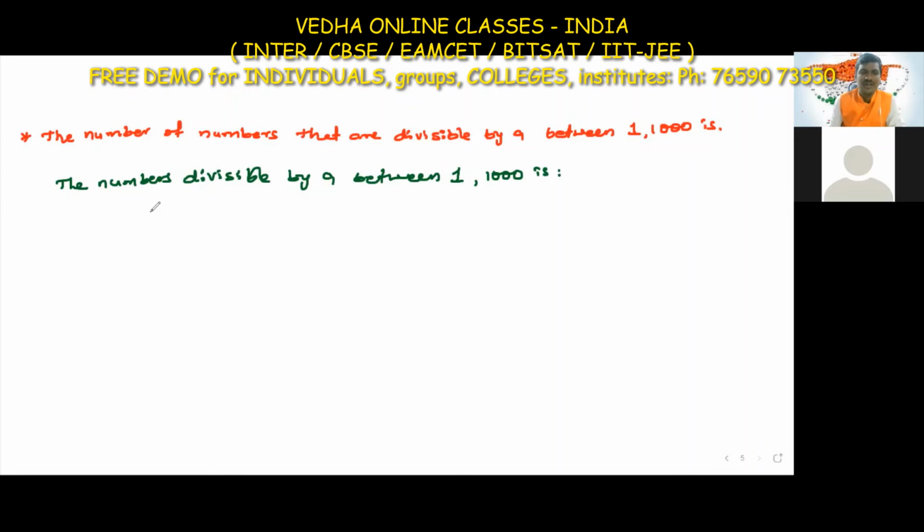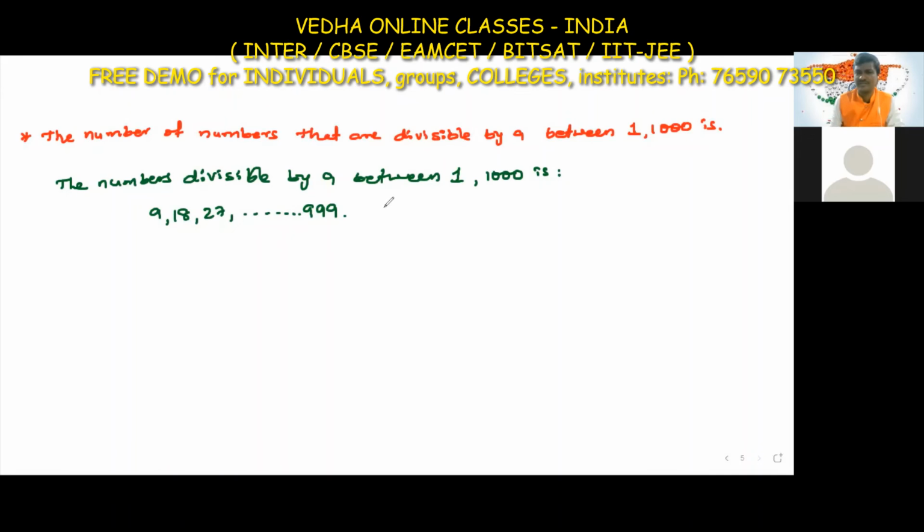9 ones are 9, 9 twos are 18, 9 threes are 27, and so on, below 1000. Which is the largest number divisible by 9? 999 is divisible by 9, and it is below 1000.